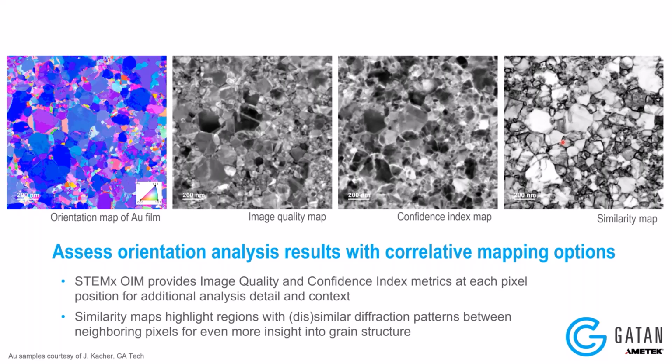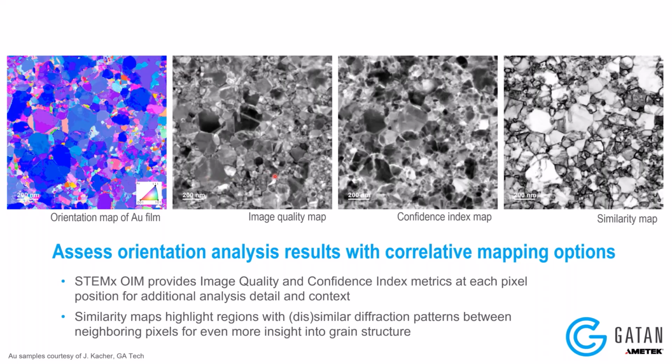Now, of course, when you do the orientation mapping, we want to also be able to analyze and assess the orientation analysis results with other bits of data. So, for example, here we have an orientation map of a gold film that was just deposited. We see a very large distribution in the grain sizes and orientations. And so when we do the orientation mapping, there's also other information that's given by DigitalMicrograph to the user for you to assess the results.